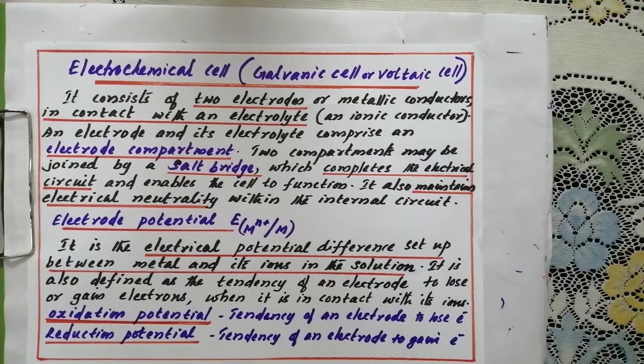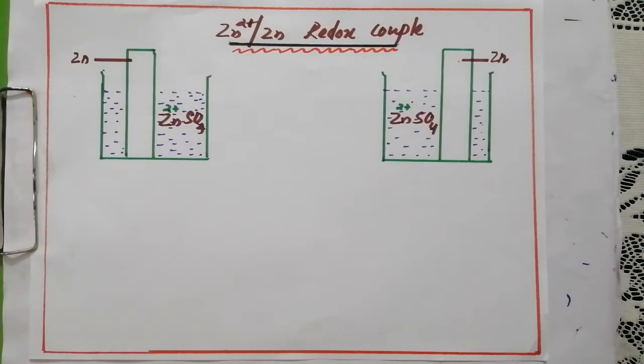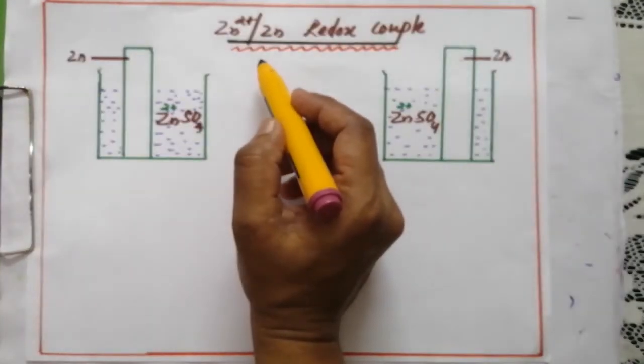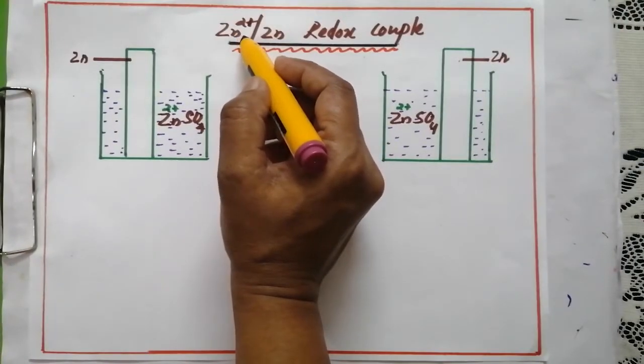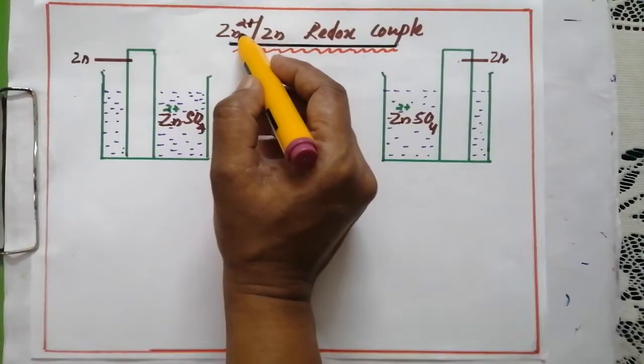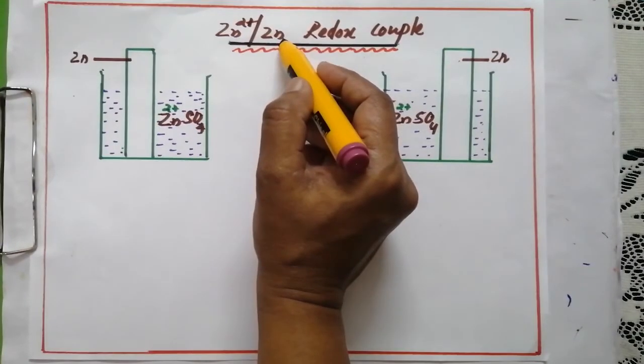We know that a redox couple consists of a metallic conductor in contact with its ions. Oxidation potential is explained as the tendency of an electrode to lose electron, whereas reduction potential is explained like the tendency of an electrode to gain electron. Here I have represented the zinc redox couple, and it is represented as the oxidized form / reduced form. Zn2+ is the oxidized form and Zn is the reduced form.